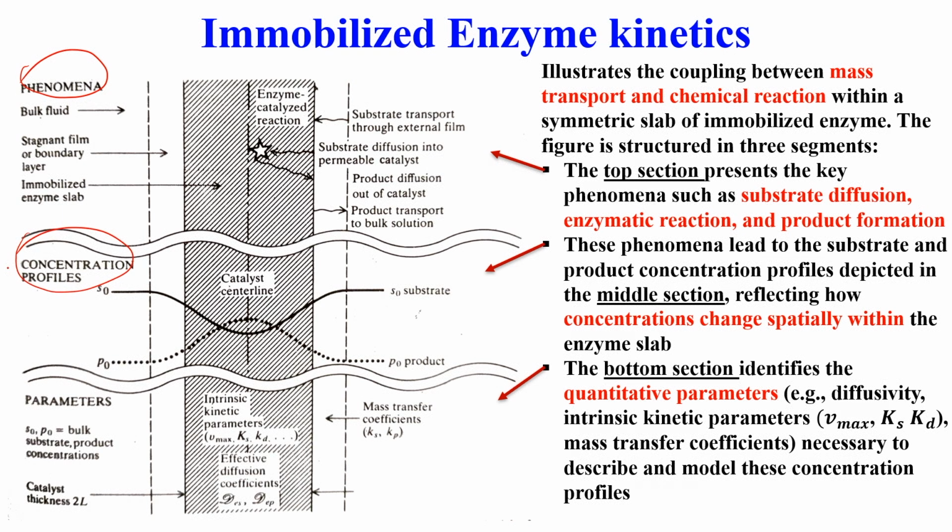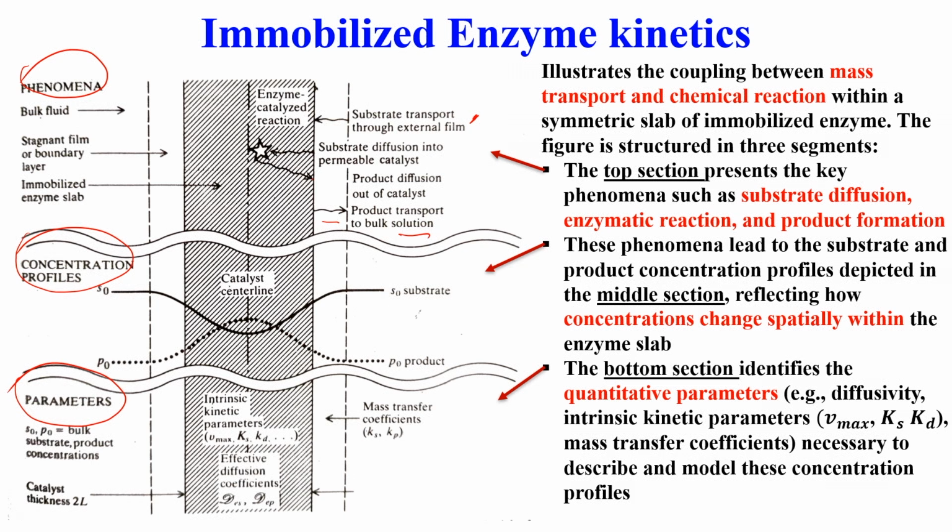Then how the concentration profiles change, and what are the parameters one needs to see. So, in the case of immobilized enzyme, we see the substrate has to transport through the external film. When it is transporting through the external film, there is mass transfer. After reaching the surface, it permeates to the enzyme surface, there is formation of product, then the product comes to the surface, again crosses the film and transports to the bulk solution.